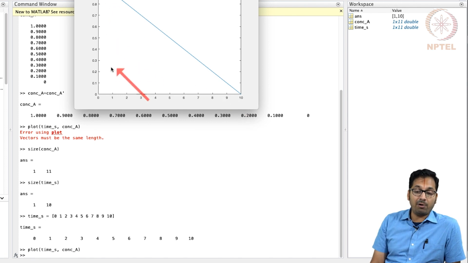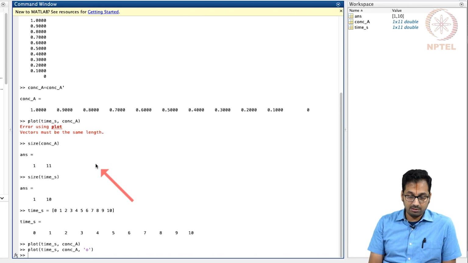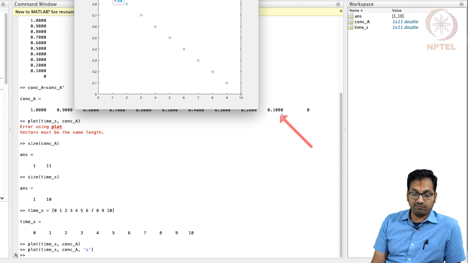Remember, we do not have points between 0 and 1 second, but this software ends up showing this to you. So rather than plotting it this way, you are better off plotting it with data points. So there you go, that is the data point that you are trying to look at, and as a function of time, this indeed does change.